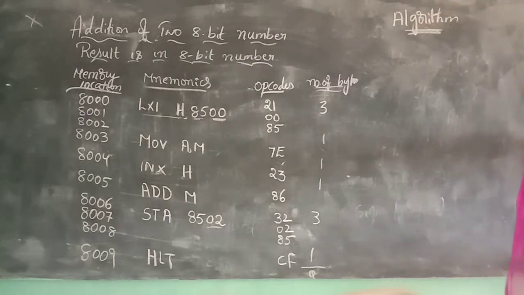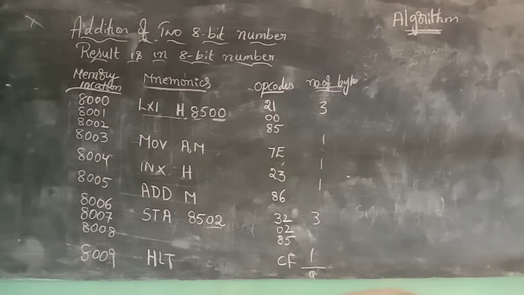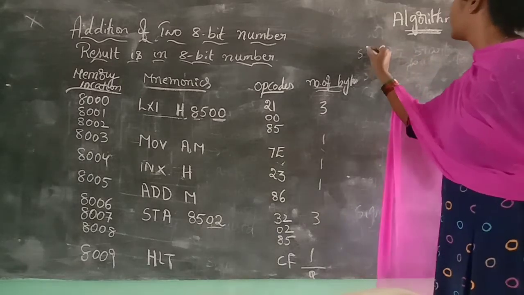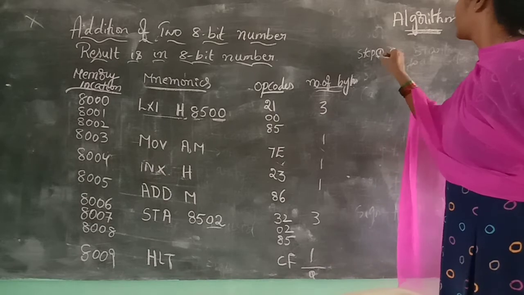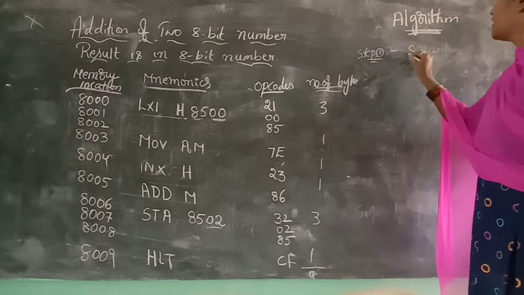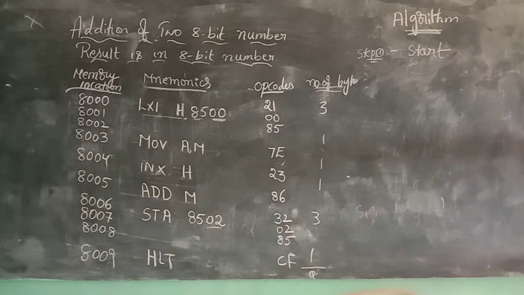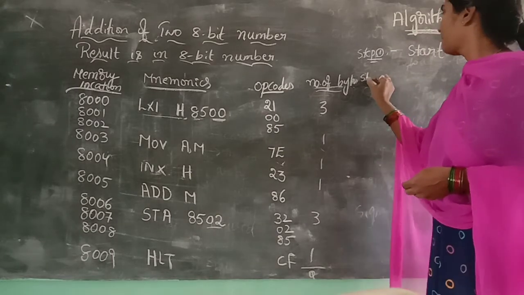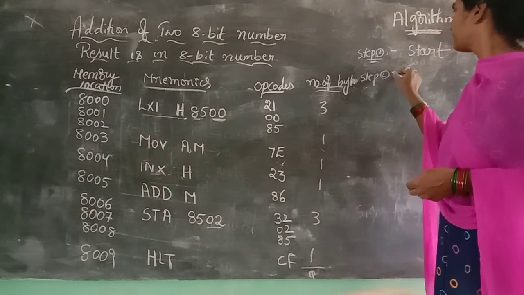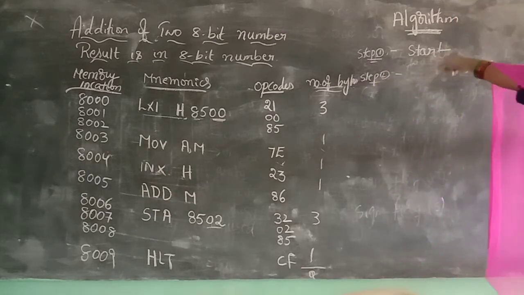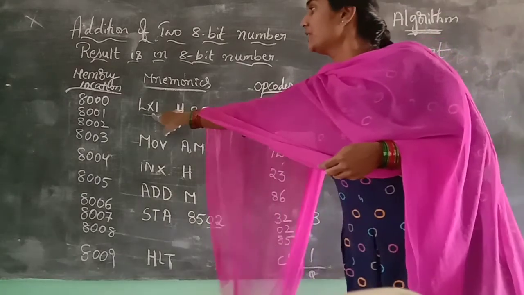For every program we write algorithm, flowchart and ALP. Next, coming to the algorithm, step 1 is start. The first step of the algorithm is start. Step 2, load the data.